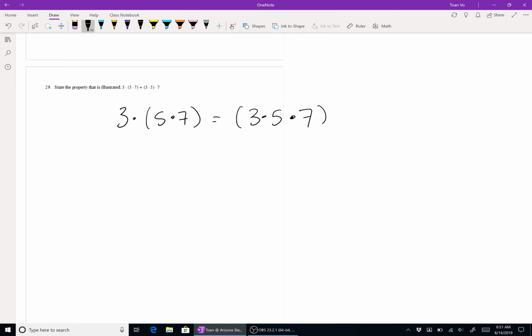Number one, oops, that's not what the problem is. There we go. Number one, notice that the order did not change. On the left, it goes 3, 5, 7, and on the right, we have 3, 5, 7. So since the order did not change, terms did not move, it is not commutative. Another thing you should notice is that the stuff inside the parentheses changed. Here, inside the parentheses, 5, 7. Here, it's 3, 5. So the grouping has changed.